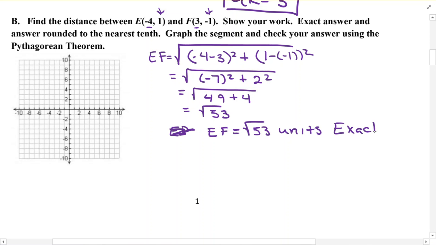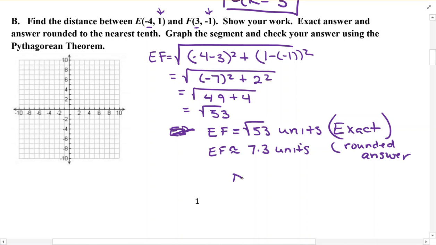This is the exact answer. The rounded answer is if we had plugged that into the calculator, we would get approximately 7.3 units. Notice I use the approximate sign. So this is the rounded answer. What I really want you to note is that if I put it in the calculator, I get quite a few decimals, and if I copy all those decimals down, this is not an exact answer because the decimals would go on forever.